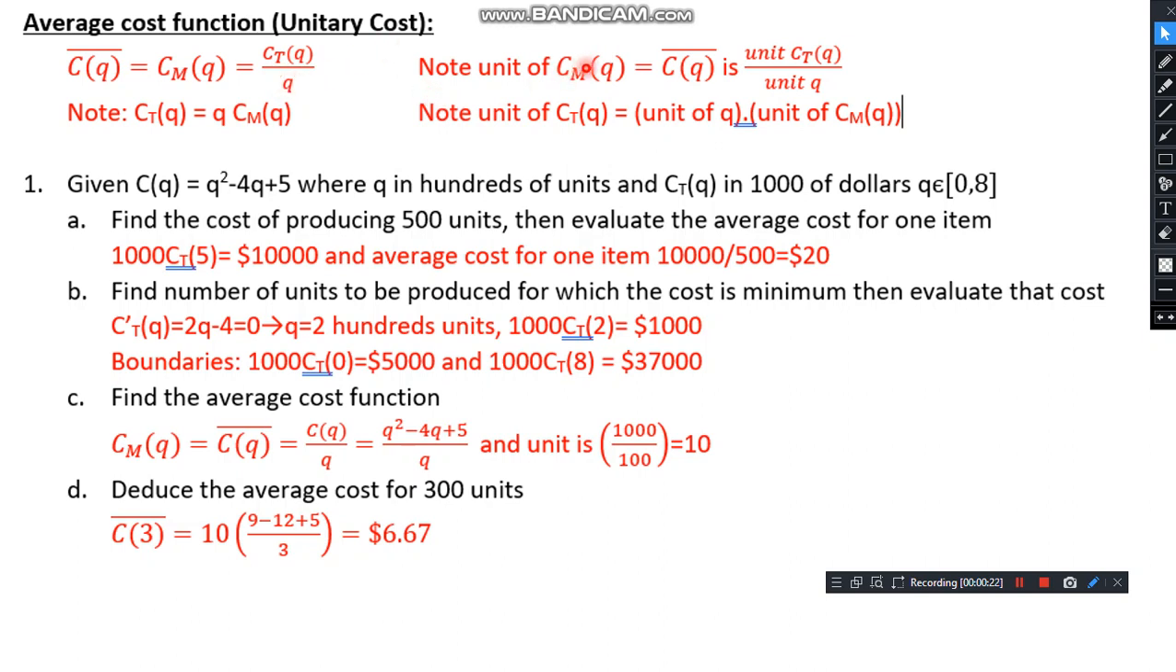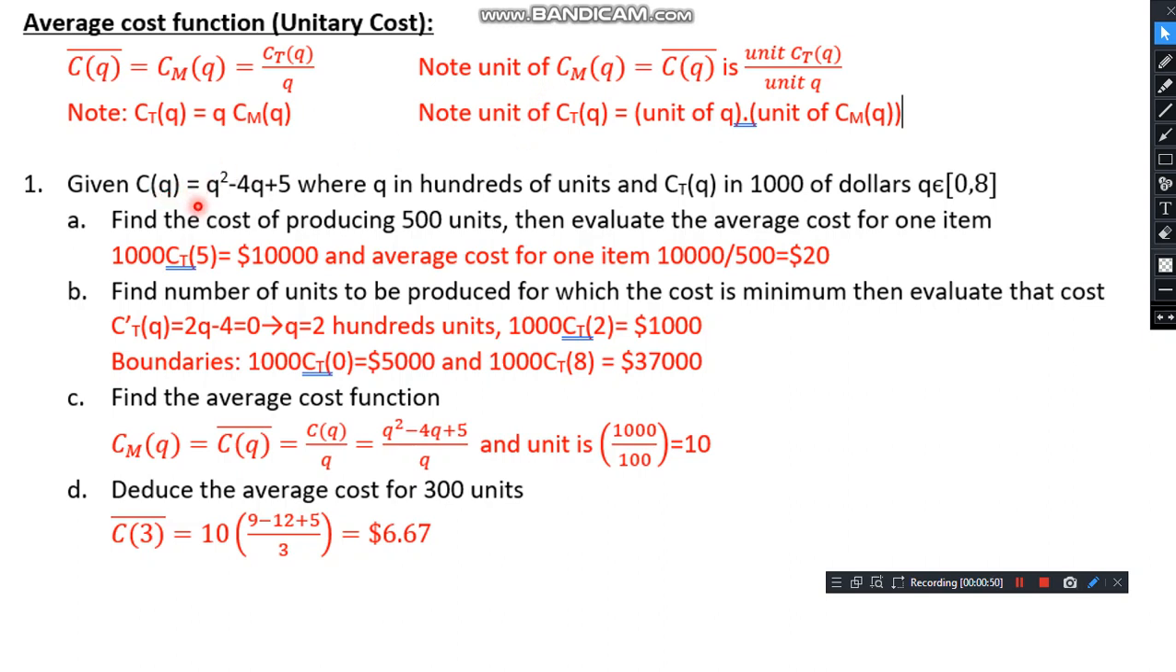The unit of CM of Q or C bar of Q is unit of C over unit of Q. So it's always unit of C over unit of Q. And the total cost here, if you cross multiply, is Q times the average. So total cost is Q times the average, and the unit of the total cost will be, in that case, unit of Q times unit of the average cost. Okay. So let us take a problem.